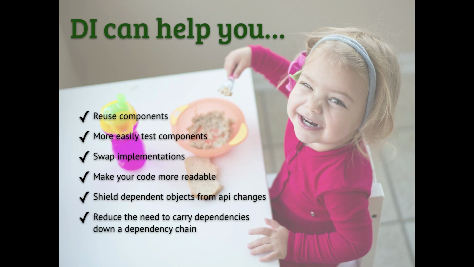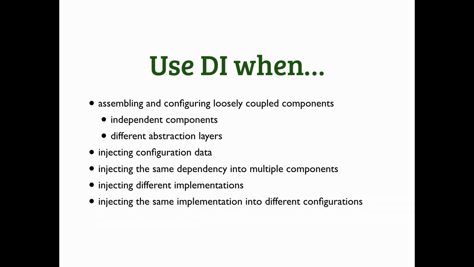All right, so why would you use this? It's going to help you reuse components across projects, even within the same project. It's going to let you test more easily because you're able to swap out implementations. And even in production, or as you move through environments, you'll be able to swap out the implementation. It also makes your code more readable by taking those out. You can also shield your own code from API changes, so it's kind of an adapter or translator for your dependencies. And sometimes it saves you from having to pass down a whole bunch of stuff throughout your program.